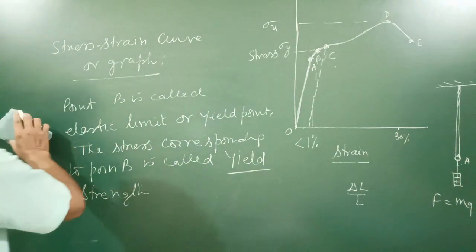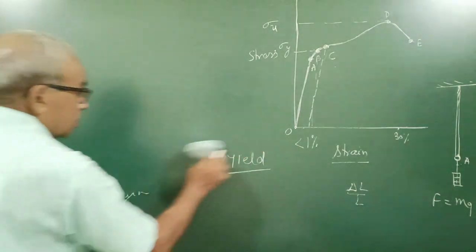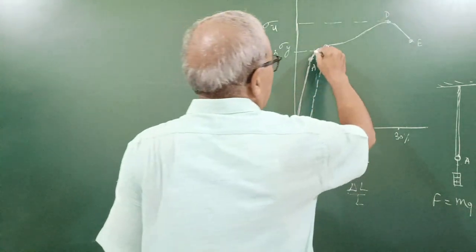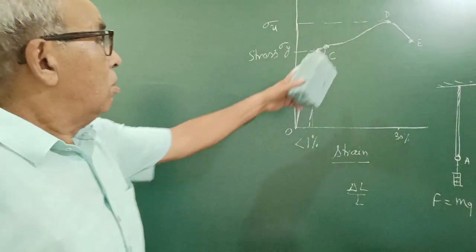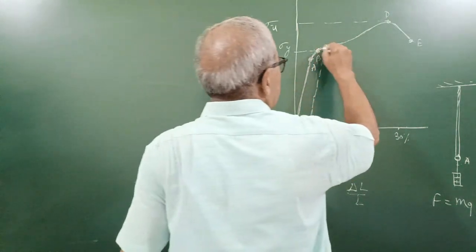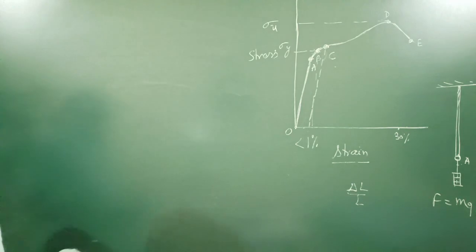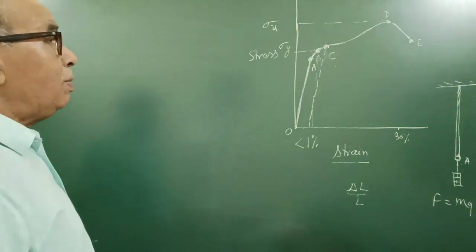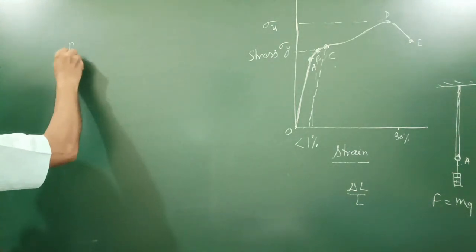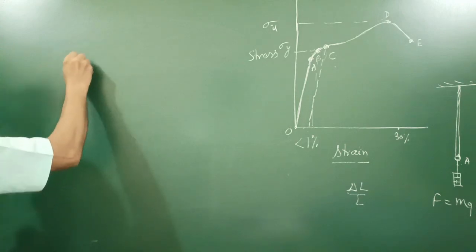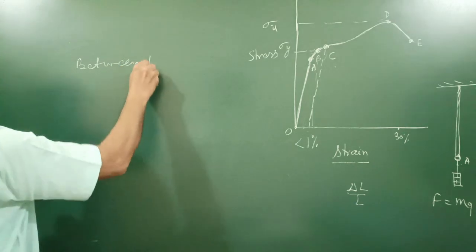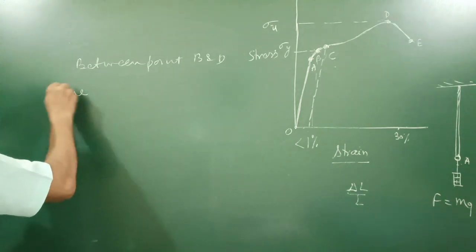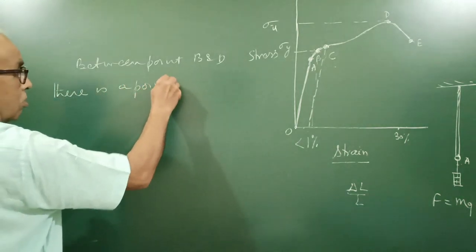If we further increase the stress, then strain increases rapidly and the graph is shown from B to D. Actually, in this region B to D, the strain increases rapidly, and between points B and D there is a point C.